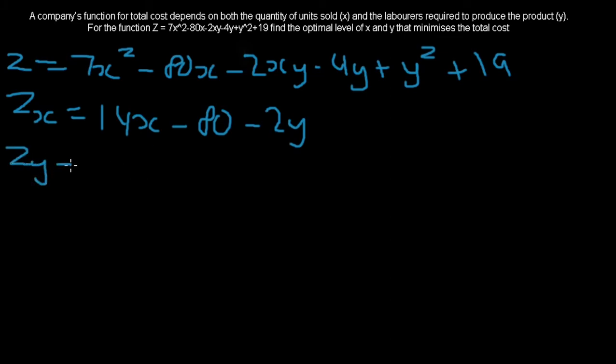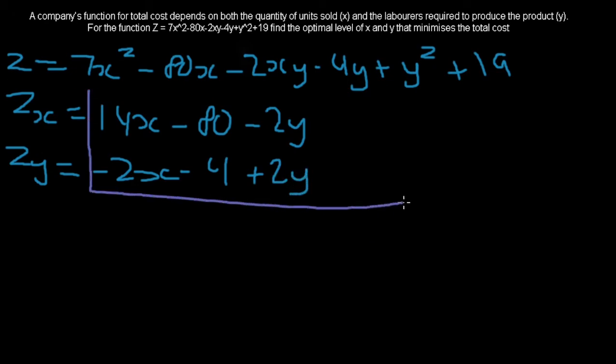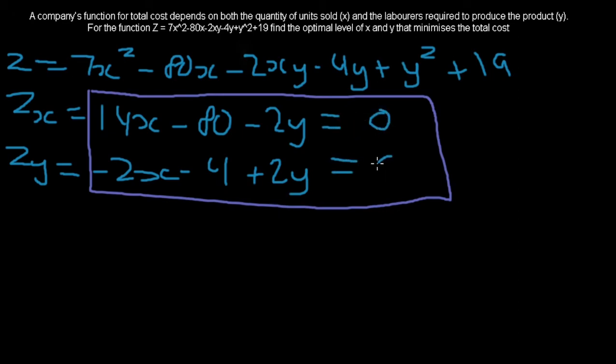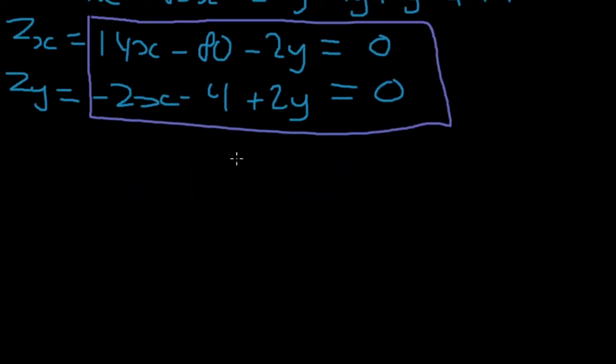Now we'll just do this exact same thing for y. Negative 2x minus 4 plus 2y. Alright, so we have both of our equations now, the first partial derivative of the function in regards to x and the first partial derivative of the function in regards to y. So now what we do, set them both to 0 and solve a set of simultaneous equations.